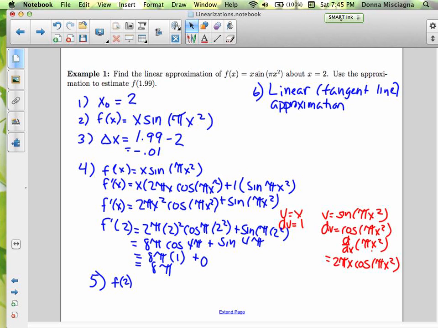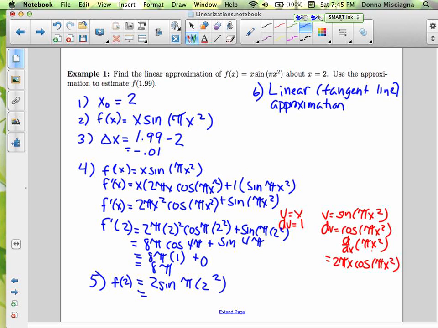Now let's find f of 2. Although we could also find it up there, since this is such a long equation, maybe it would be a good idea to just find it up here first. So f of 2 would be 2 sine pi 2 squared, and that's going to be 2 sine 4 pi, which is 2 times 0, or 0. I will write it again as part of the linear approximation method, just showing you that's where that value came from.